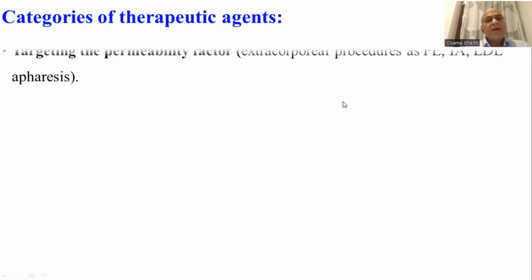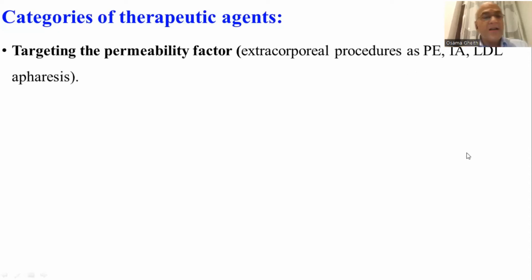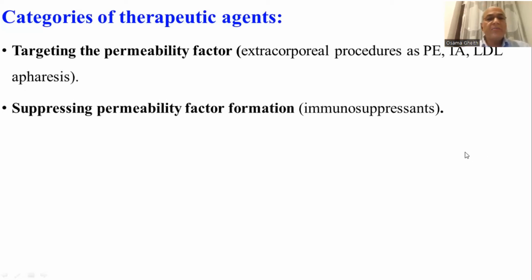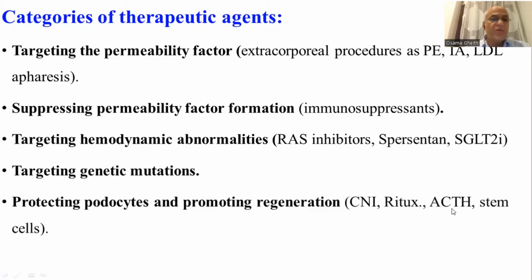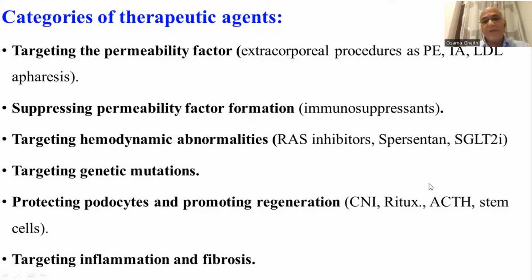The categories, the targets of management, are targeting the permeability factor. This is for primary form, by removing this permeability factor through extracorporeal procedures like plasma exchange, IA, LDL apheresis, supporting suppression of the permeability factor formation by using immunosuppression, targeting hemodynamic abnormalities by RAS inhibitors, sparsentan or SGLT2 inhibitors, targeting the genetic mutations, promoting podocyte regeneration and repair, and targeting inflammation and fibrosis.